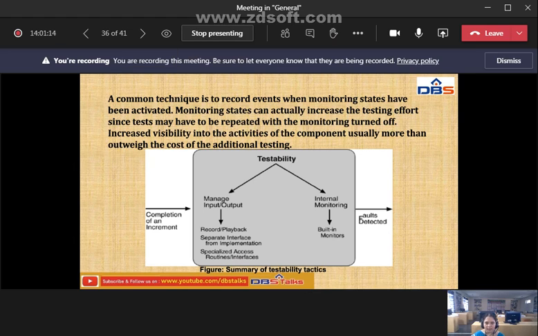So, this is the diagram for testing. Completion of an increment: every time we implement testing, we need to perform testability, managing input and output and internal monitoring. We have these design decisions, and we need to take them for testing.